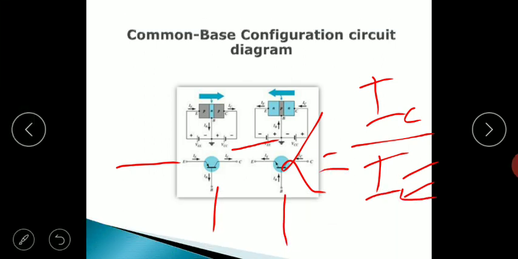So alpha of the transistor is defined as the ratio of IC by IE, which is called the current gain of the common base configuration. And as I already told, IC will be almost equal to IE, but IC will always be slightly less than IE, hence the value of alpha is always less than 1. This is about common base configuration.